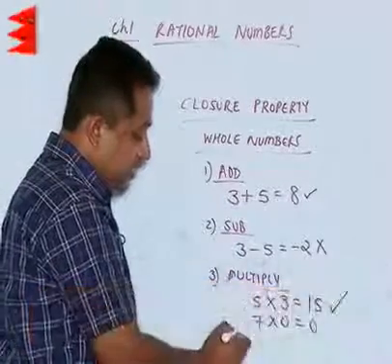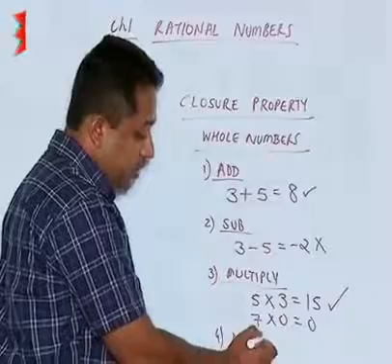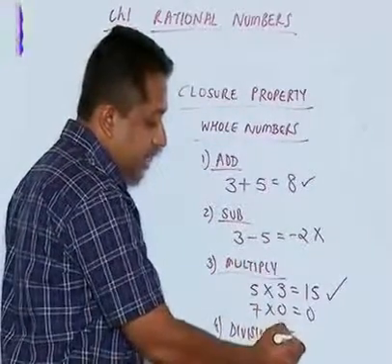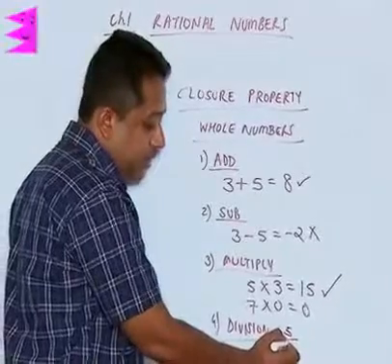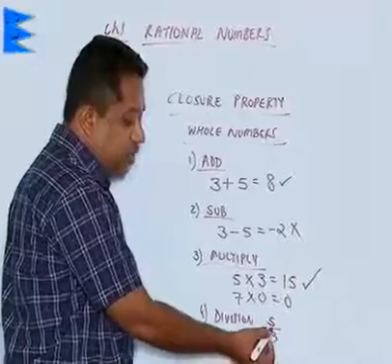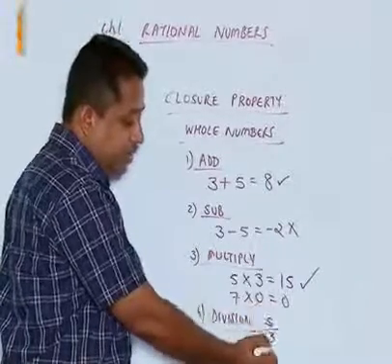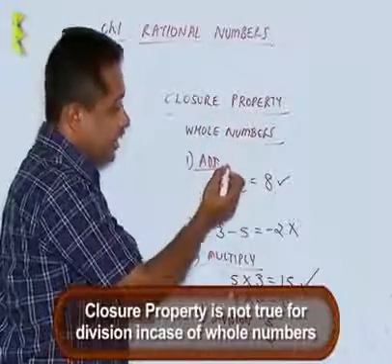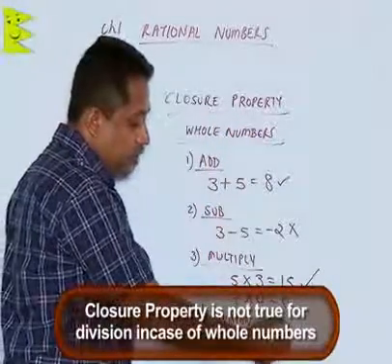And lastly, let's check for division. When we divide two numbers, let's say 5, we are dividing by another number, let's say 3, we are going to get 5 upon 3. Now 5 upon 3 is not a whole number, it is a fraction which is a rational number. So I can say that the closure property for division also does not hold good.